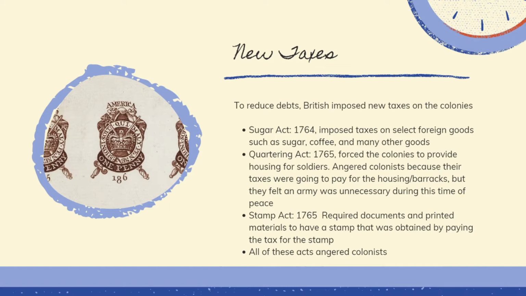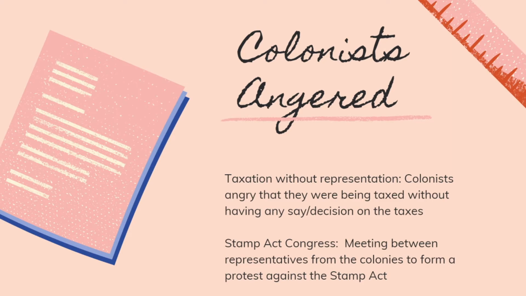Now, because the colonists were being forced to essentially pay more taxes for a war they really didn't even support, the colonists were angry. One of the biggest reasons they were angry is what's called taxation without representation. This is an important concept that essentially means that the colonists were angry that they were being taxed without having any say or decision on these taxes. As a result, representatives from different colonies met during the Stamp Act Congress to form a protest against the Stamp Act.